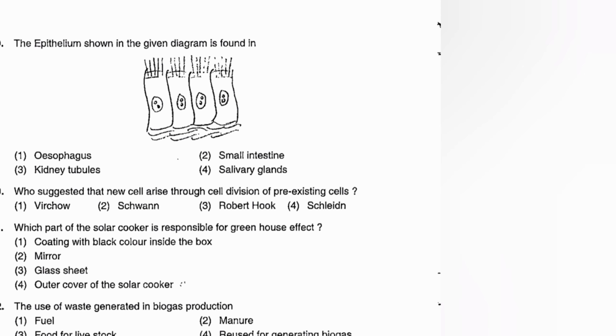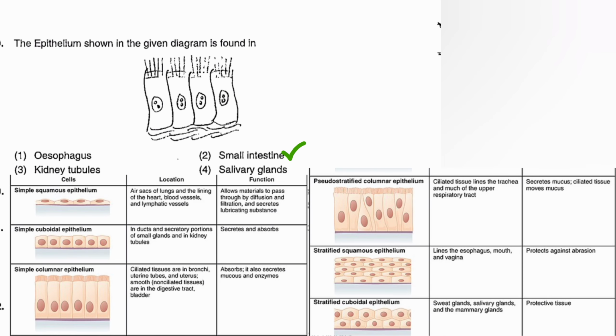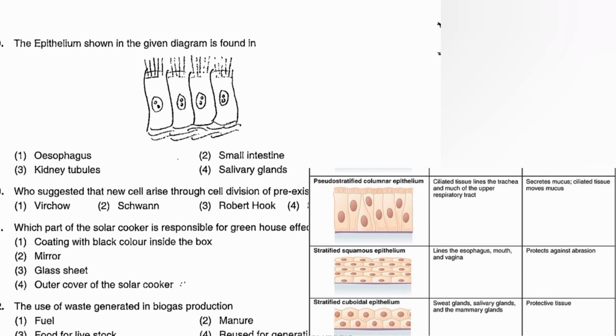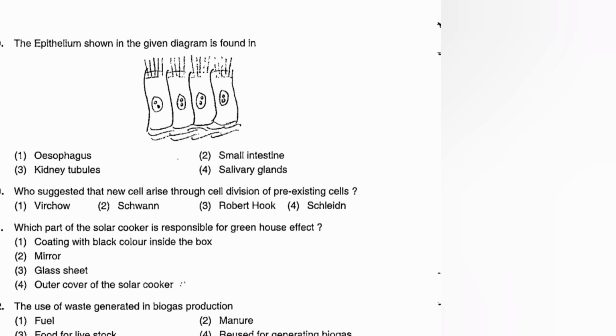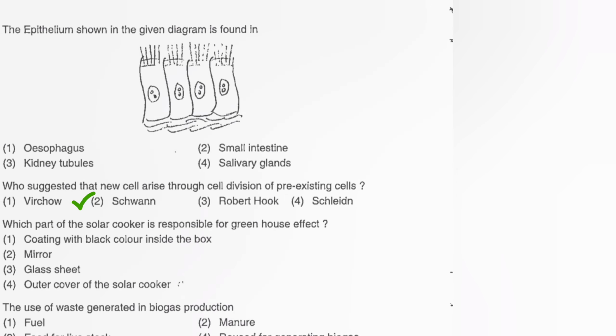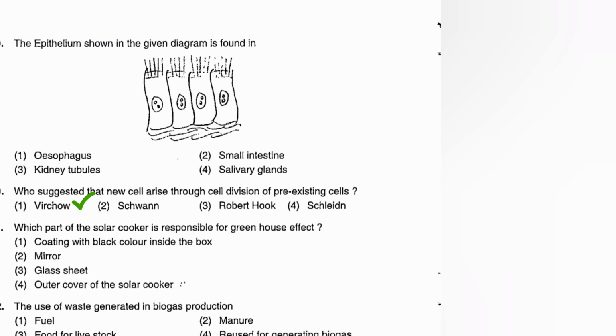The epithelium shown in the given diagram is found in small intestine. The other options: esophagus, stratified squamous; kidney tubules, cuboidal; salivary glands, cuboidal or columnar but exocrine. Who suggested that new cells arise through cell division of pre-existing cells? Option 1, Virchow.